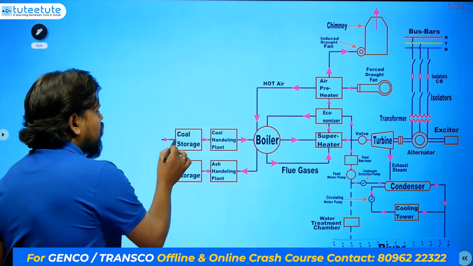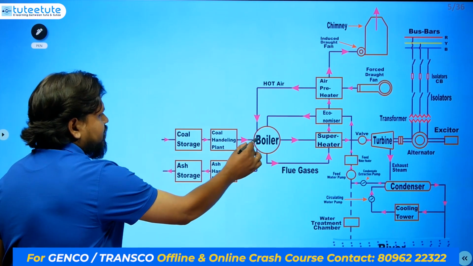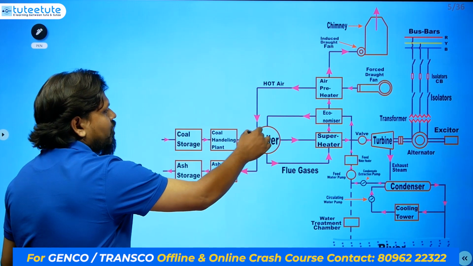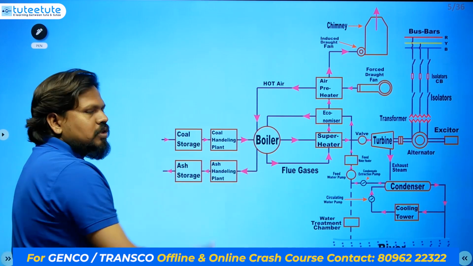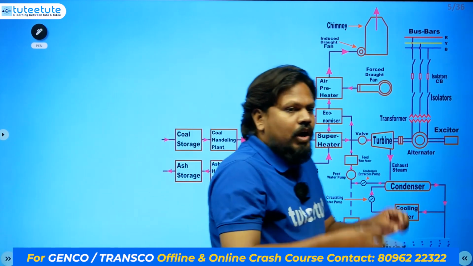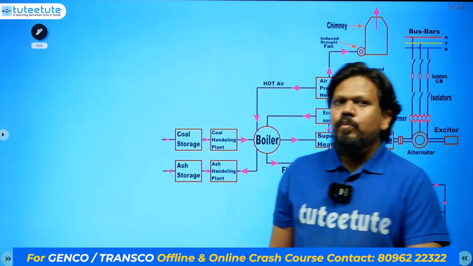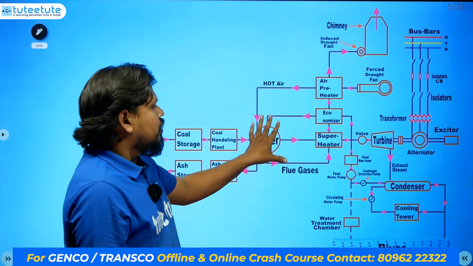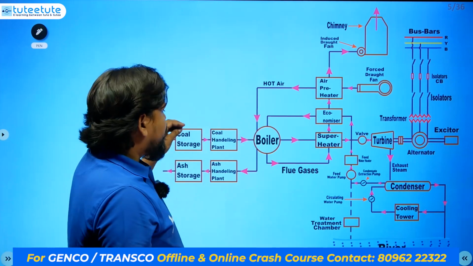This is the coal input we will be getting. This is the ash, whatever the boiler produces; from the boiler the ash output will be coming, and that will be going to the other side. We have to dump that ash. So this is the boiler. What will the boiler do? It will be burning the coal.